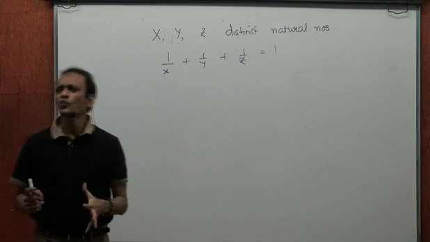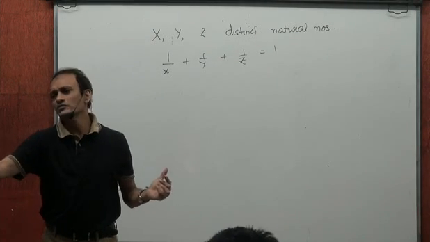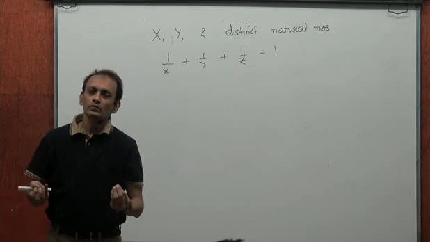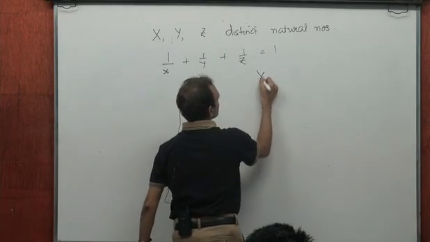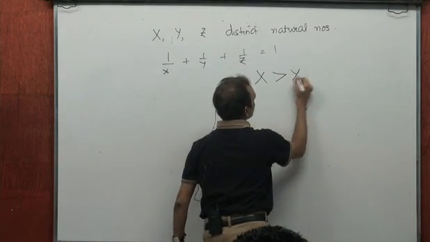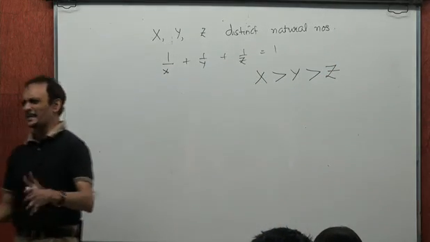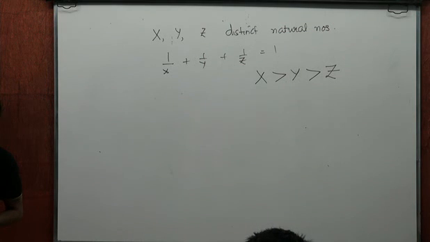So if they are distinct, one of them must be the largest, one of them the second largest, one of them the smallest. That must be the case. So there would be no loss of generality if I assumed x greater than y greater than z. I'll have at least one triplet x, y, z that will satisfy this equation. Are you okay with this?